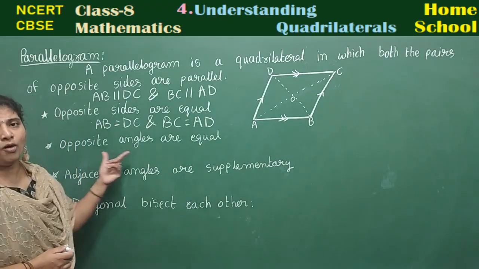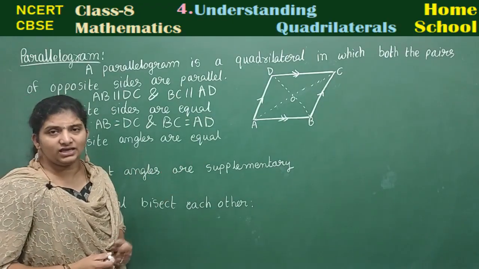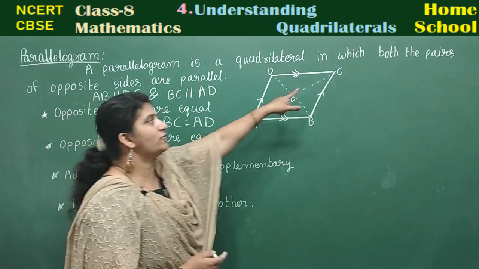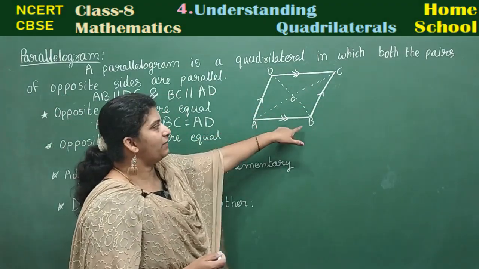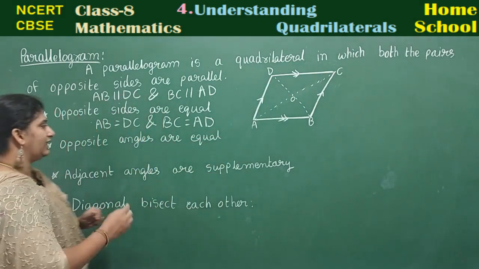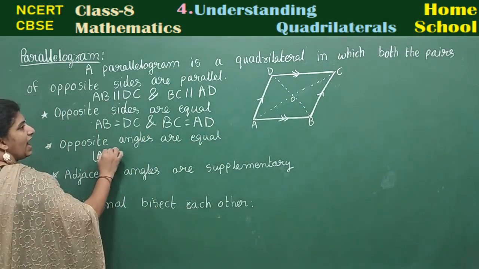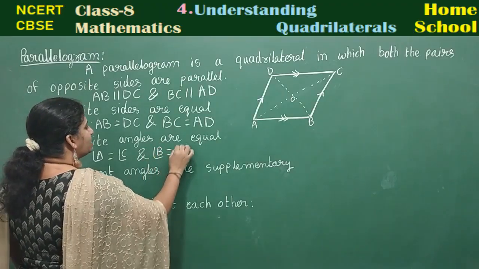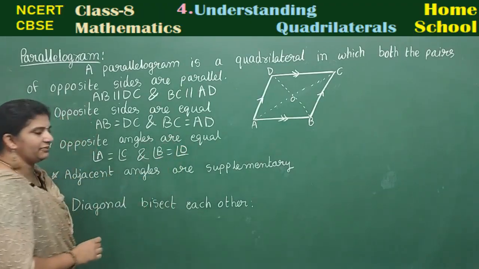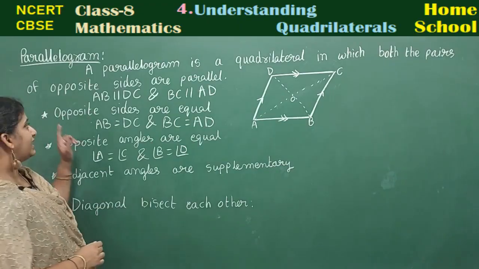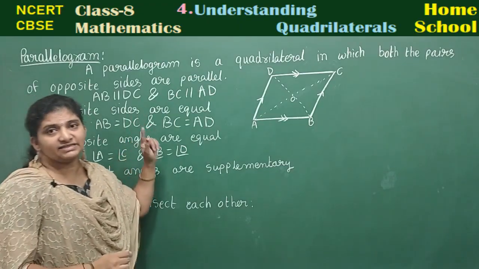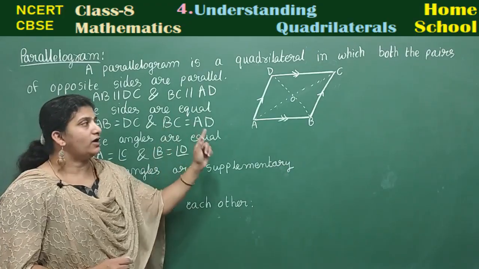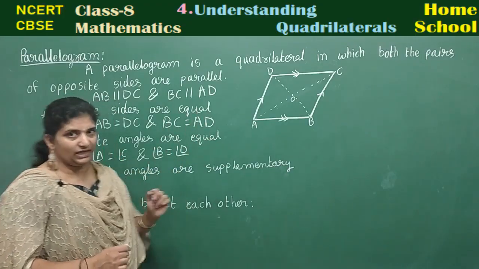Next point, opposite angles are equal. What are the opposite angles? Angle A opposite to angle C. Angle B opposite to angle D. That means angle A is equal to angle C and angle B is equal to angle D. Once again I repeat, opposite sides are parallel, opposite sides are equal and opposite angles are equal.